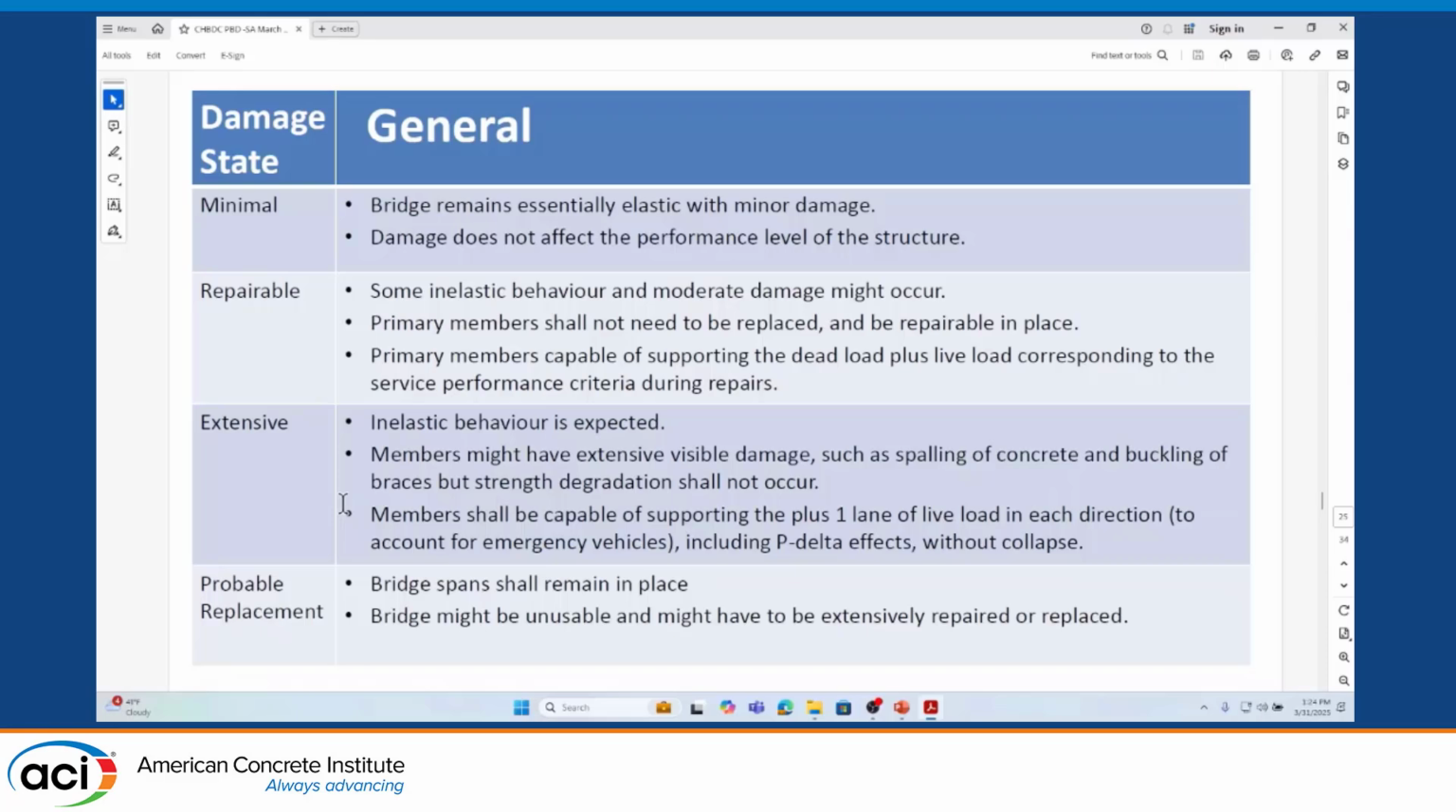And extensive damage means inelastic behavior is expected. Members might have extensive visible damage such as spalling of concrete and buckling of braces, but strength degradation shall not occur. Members shall be capable of supporting one lane of live load in each direction, mainly for emergency traffic, including P-delta effects, without collapse. And probable replacement means bridge spans shall remain in place, the bridge might be unusable, and might have to be extensively repaired or replaced.